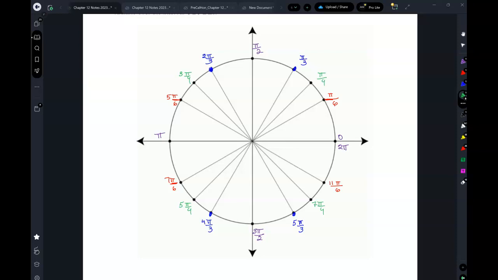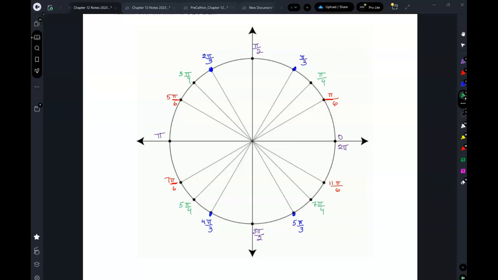Now, you can't memorize these. It's too many to memorize, and it's really silly and unnecessary to memorize because the minute you're rushed, the first thing you forget is the stuff you memorized. So in order to find 7 pi over 4, you just go, okay, 1 pi over 4, 2, 3 pi over 4, 4, 5, 6, 7. 7 pi over 4 right there.